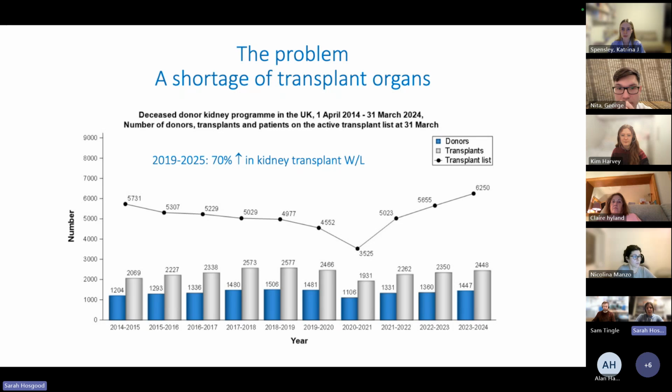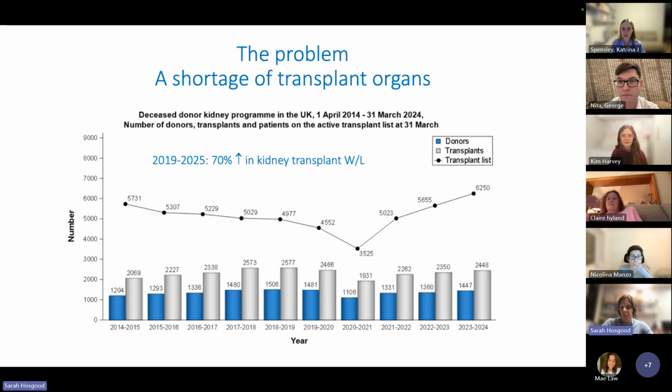This graph is taken from NHSBT, and it's showing us the deceased donor kidney programme over the last 10 years. The boxes in blue at the bottom are the number of donors each year, and in grey is the number of transplants that we perform. The line represents the transplant waiting list. You can see that since really 2020, there's been an increase in the number of people waiting for a transplant, and currently there's just over 6,000 people waiting for a kidney transplant. That's really the highest level ever in the last 10 years.